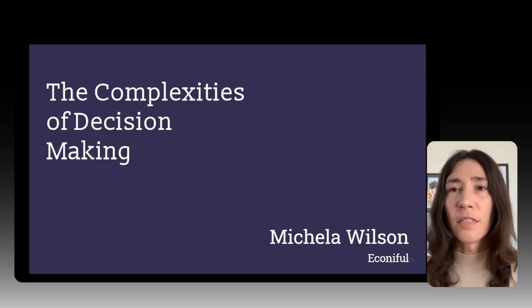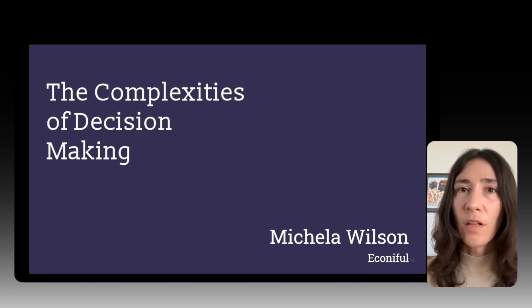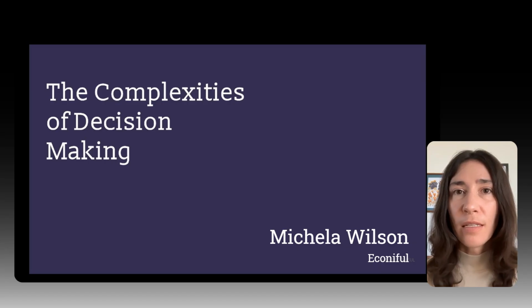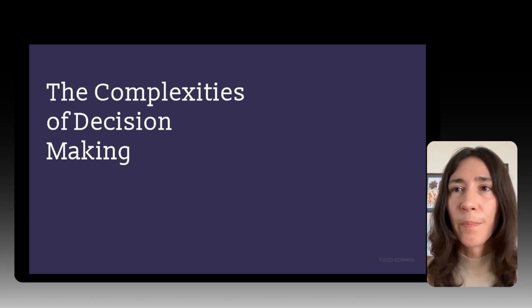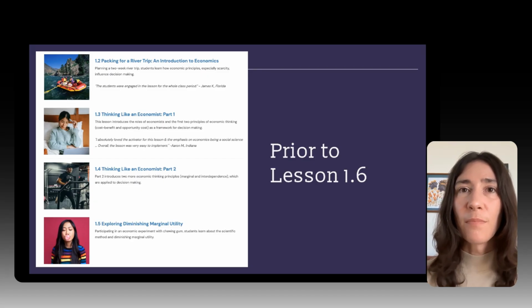The Complexities of Decision-Making is Lesson 1.6 in Econophil's one-semester on-level high school economics curriculum. This lesson can be used on its own, but it's best used within the context of the curriculum. Lessons prior to 1.6 focused on the principles of economic thinking and used tidy assumptions and simplified scenarios. In this lesson, messy circumstances are introduced in order to challenge and deepen students' understanding.